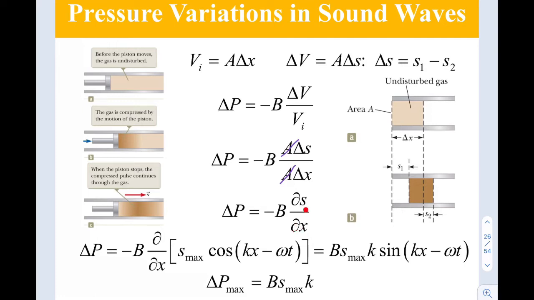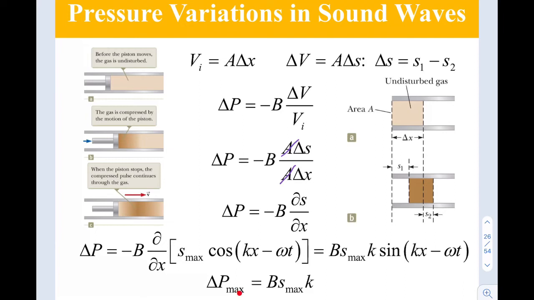What is our s just now? It is s max cos(kx minus omega t). So what are we going to do? We are going to differentiate the whole function of s with respect to x. So we differentiate the cos function, where it gives us B s max k sin(kx minus omega t).